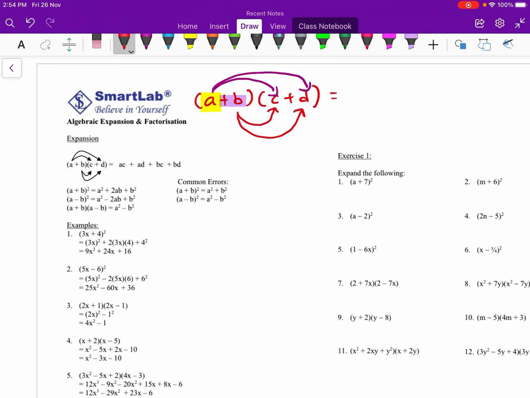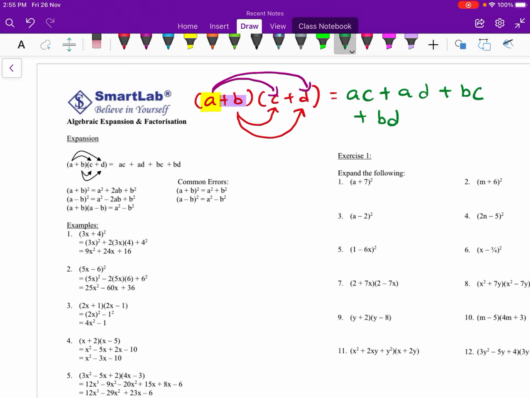So let's follow the arrow. A times C is AC. Then plus A times D is AD. Then B times C is BC. Last but not least, B times D is BD. So in this case, you can see I have removed all the brackets.